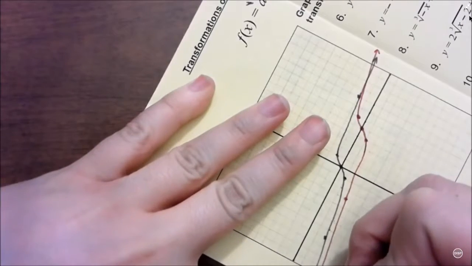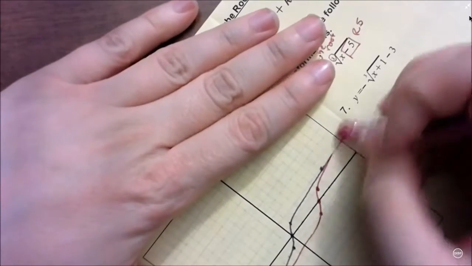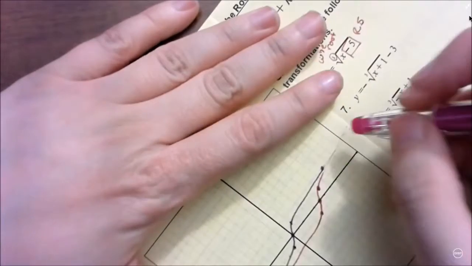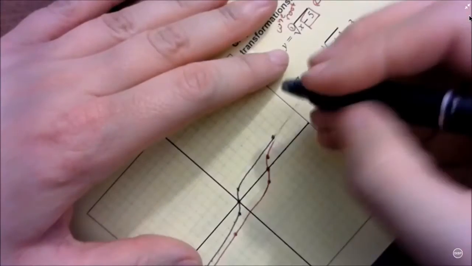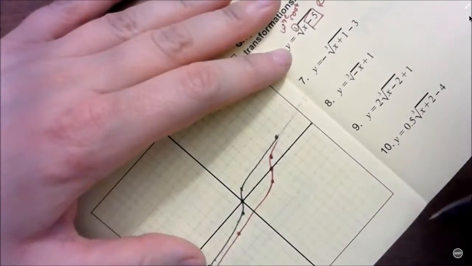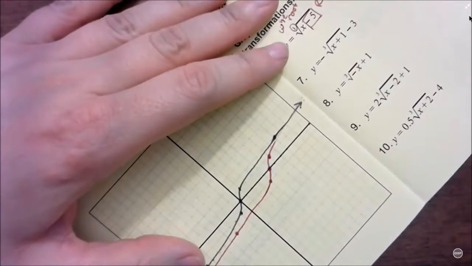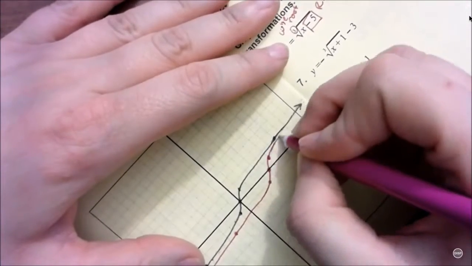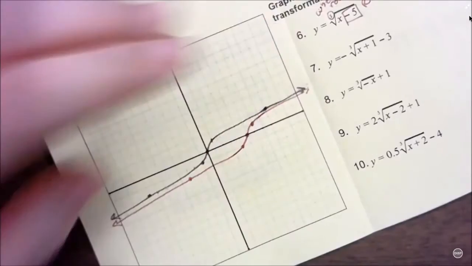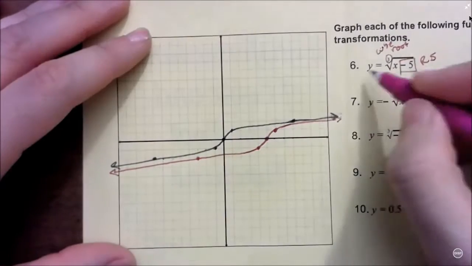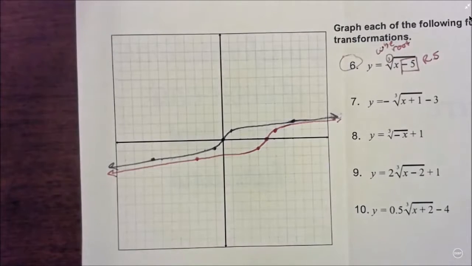Try not to make it too... You know what? I'm going to fix that. That bothers me. See, and it erases both colors, which is a little annoying. So I have to draw my parent function back in there. Okay, so here's number 6. Beauteous.